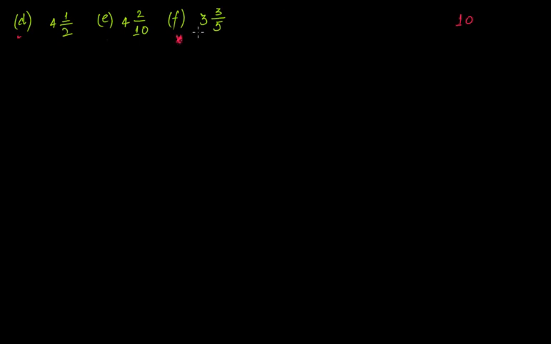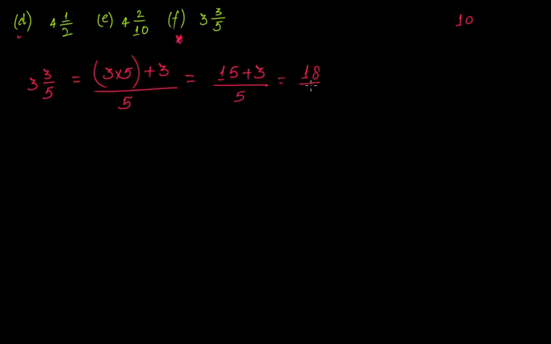Okay. Now let's come to the third one. Let's look at this one. So you have 3 and 3 over 5. This is a mixed fraction where 3 is a whole number and 3 over 5 is a fraction. Write it as an improper fraction. So this will be 3 times 5 plus 3 over 5. And this will be 15 plus 3 over 5. This will be 18 over 5.